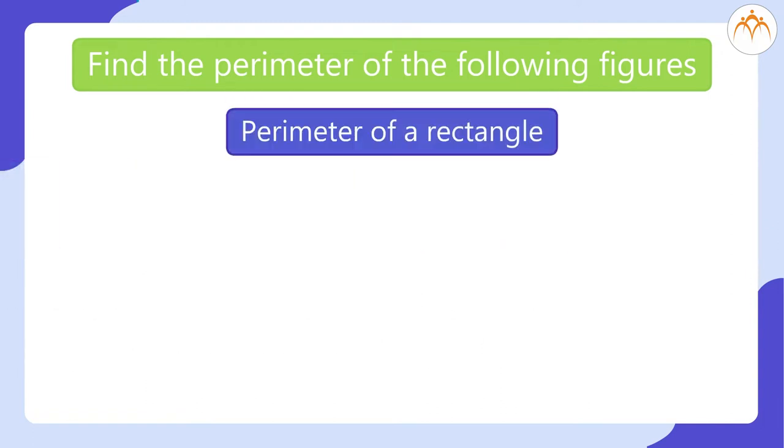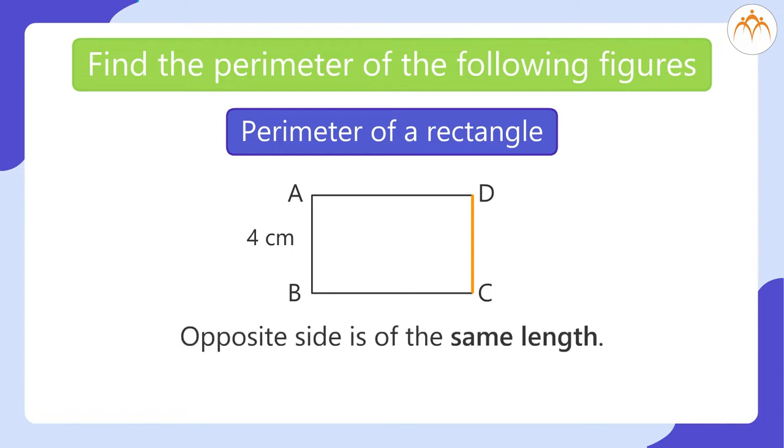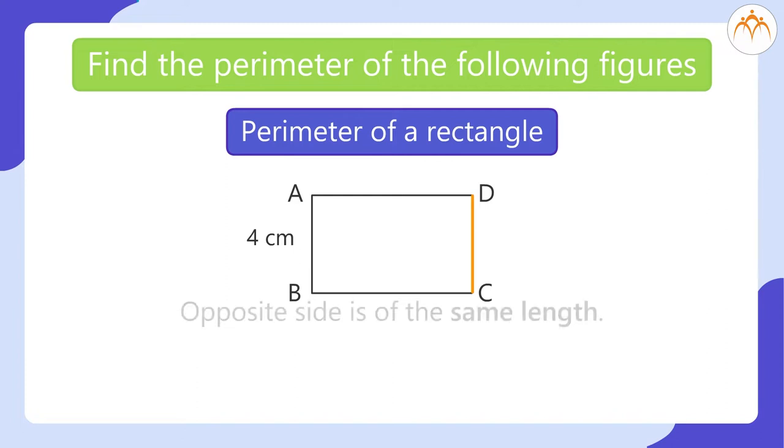1. Perimeter of a rectangle. This is a rectangle. Two opposite sides of a rectangle are always of the same length. Here, side AB is given as 4 cm. Its opposite side is side DC, that is not given. Remember the rule. Opposite sides are of the same length. So, side DC is also 4 cm.